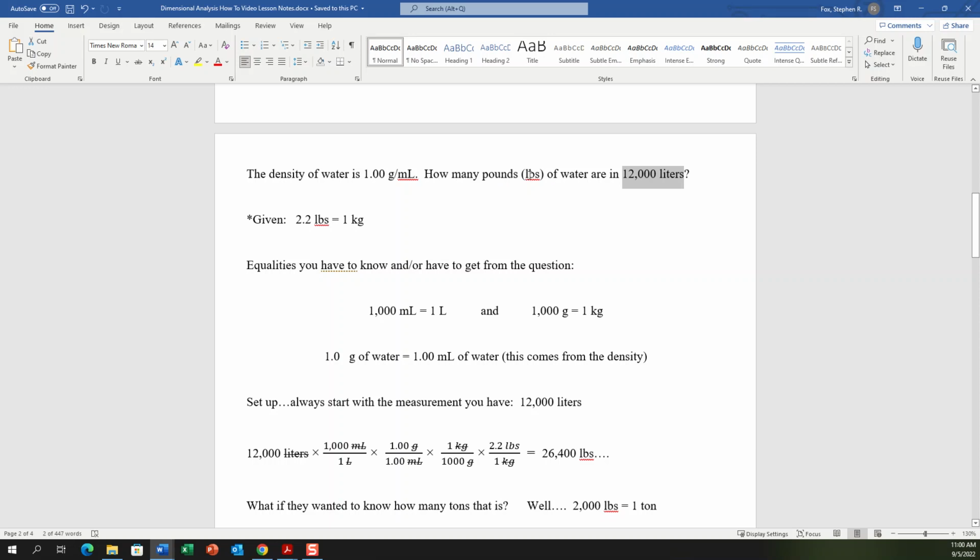We want the mass in pounds, but the density is measured in grams. The density unit of volume is milliliters, but the initial measurement of volume that we have, 12,000 liters, is in liters. Okay. Now, one thing I would give you for this problem is this equality. This is one that you wouldn't have to memorize, but this would be given to you. Okay. But the other things that you would have to know to solve for this question are this equality, 1,000 milliliters equals 1 liter. Okay, I'm going to show you how it's going to work in the setup, but you would have to know that. And 1,000 grams equals 1 kilogram. So again, memorizing your metric equalities.